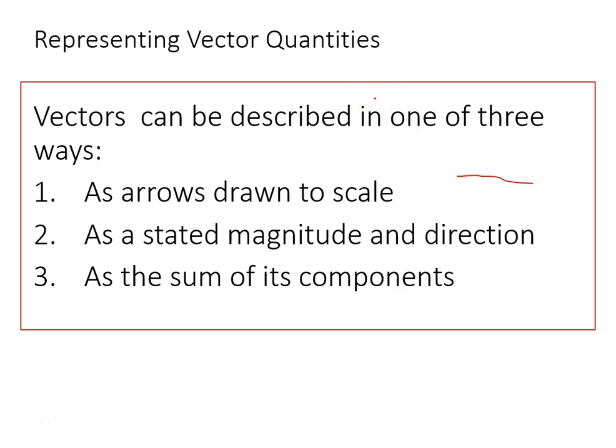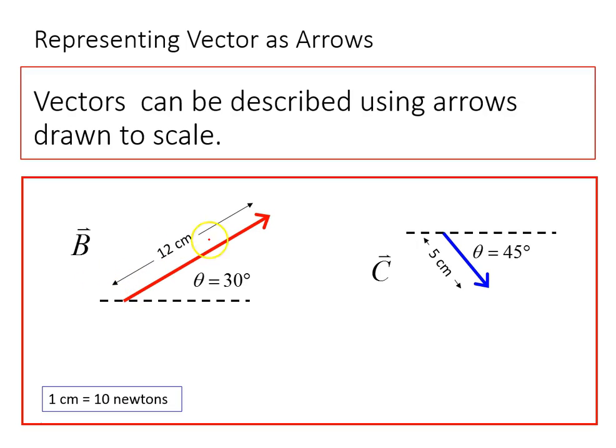We didn't quite get as far into the notes as I wanted to, so this is just a little bit to focus on what we're going to be doing tomorrow and your very nice little homework assignment. We were talking about how we can represent vectors as arrows, as a stated magnitude and direction, and as the sum of the components. We're not going to worry about that one today. We'll come back to it.